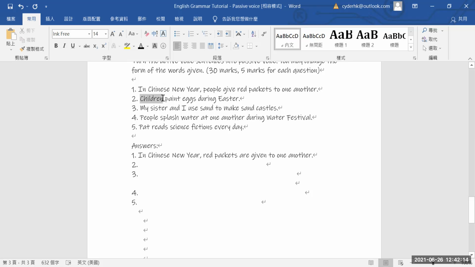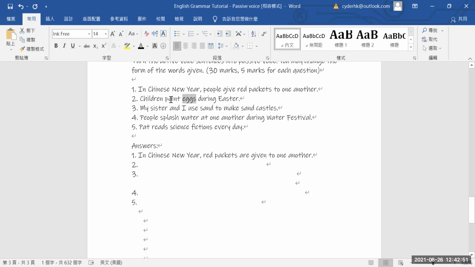Okay, children paint eggs. Children is the subject, paint is the verb, eggs are the object. So we put the object at the very first of the sentence. So eggs, something, something, something. Then we use be. We need to change it into another form. Paint is present tense. In present tense, we can only use is, are, and we change it into these. Eggs are plural, so are.